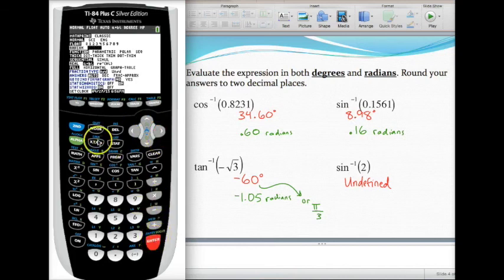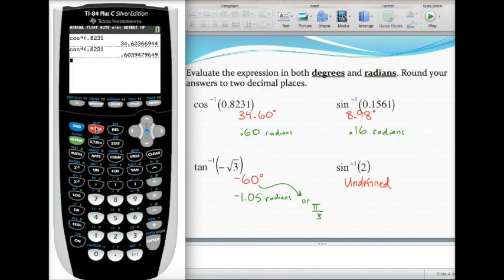The reason it's undefined is there's no angle that can have a sine of 2. It can't happen. If you try to do the inverse sine of 2, you're going to end up with an error message. We would say that's undefined. It can't happen. So if you're having trouble getting any of these answers, go ahead and ask me in class.